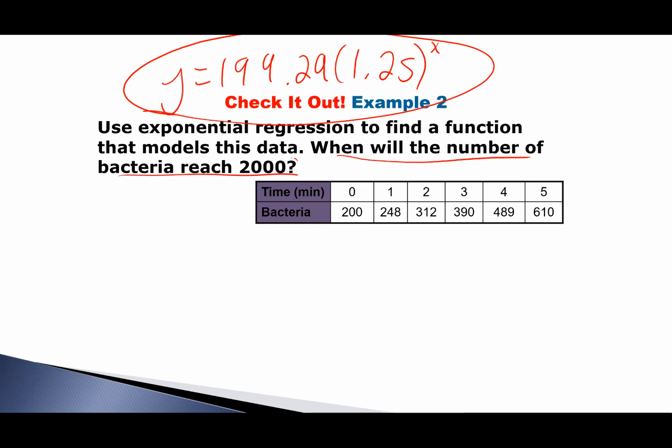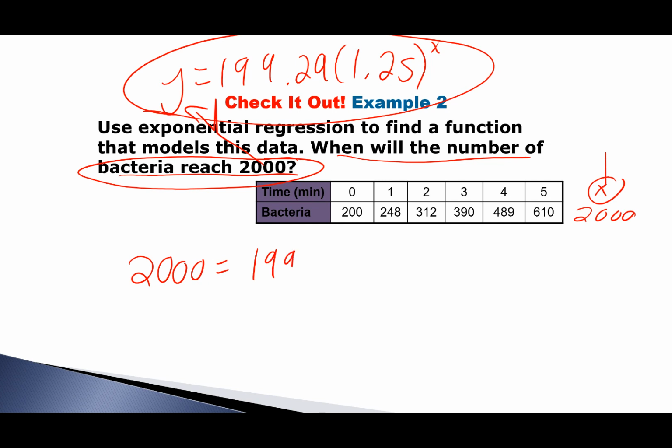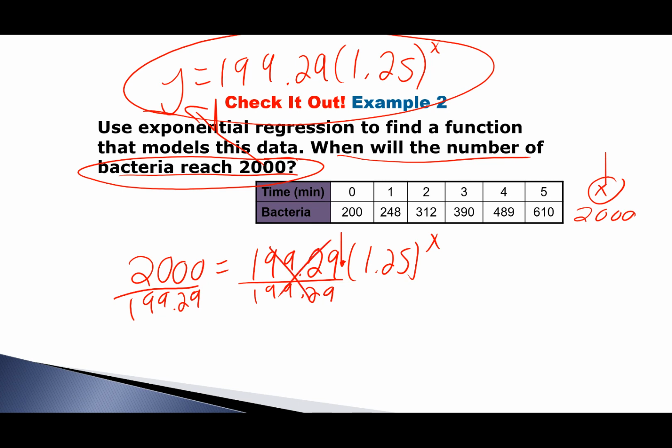Now we're going to use this equation to answer the question, when will the number of bacteria reach 2,000? So it's telling me the bacteria is 2,000. That's telling me a y value. So I'm going to plug in 2,000 for y, and then I need to figure out the x value. What time will that happen? So we're going to have 2,000 equal to 199.29 times 1.25 to the x power. Just like the last problem, since we're multiplying by that 199, I'm going to divide by it now. So cancel that out. I need to do 2,000 divided by 199.29.